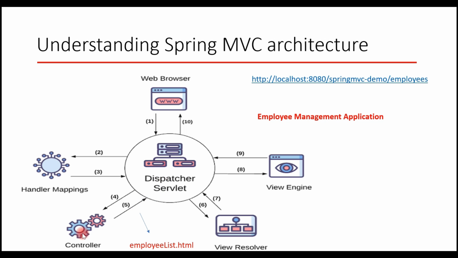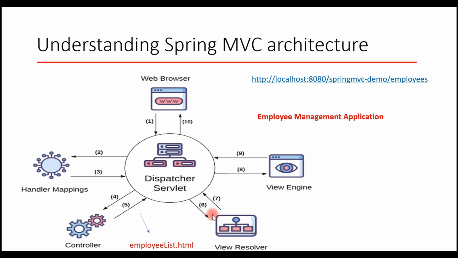For example, a controller can just load a list of employee objects in a model, and it will send an employee list.html Thymeleaf template along with the model data to the dispatcher servlet. Or we can take an example of JSP. So the controller will basically return a JSP with model data to the dispatcher servlet. So this is the fifth step.